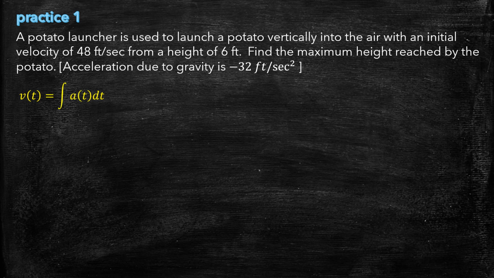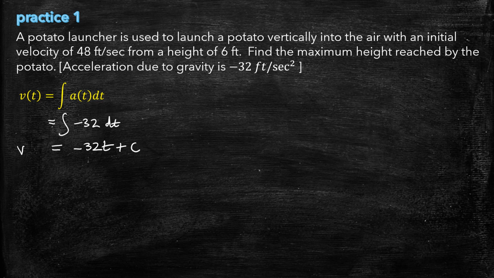So velocity is the antiderivative of acceleration, and we know that on the surface of the Earth, the acceleration in feet per second squared is negative 32. If it was meters per second squared, it's negative 9.8. So let's take the antiderivative of negative 32 as a constant. So we get negative 32t plus, don't forget, c.